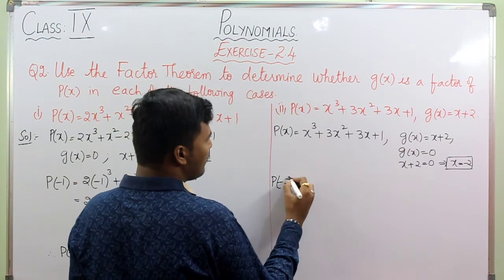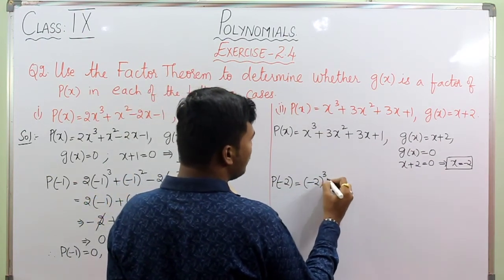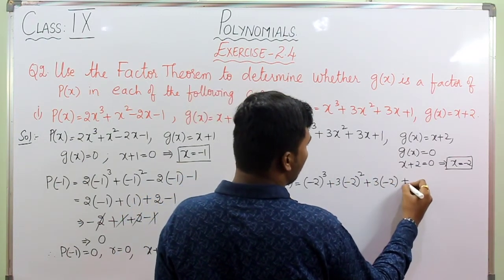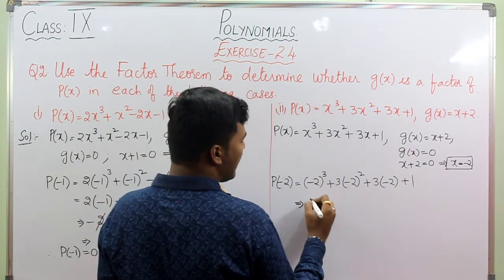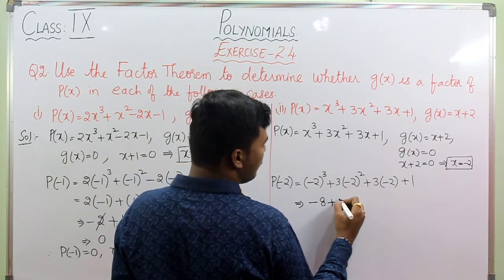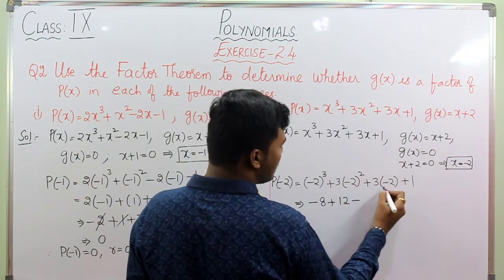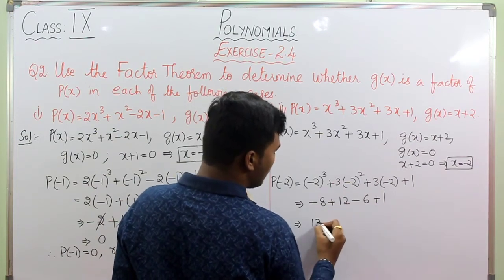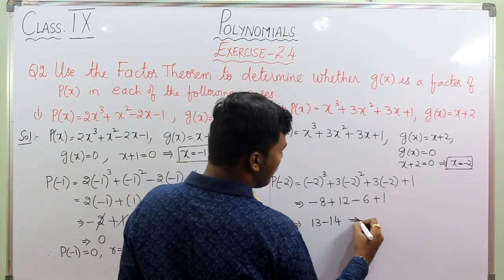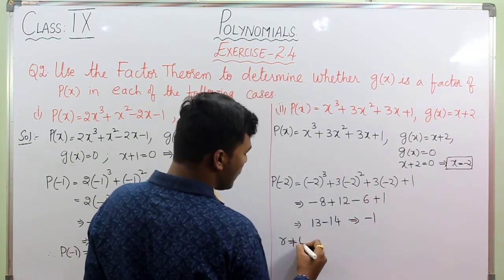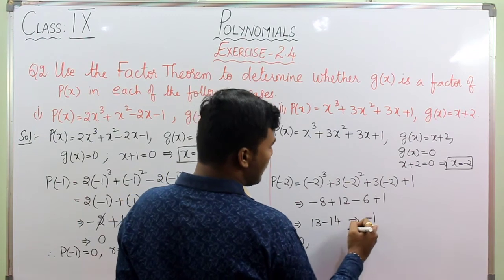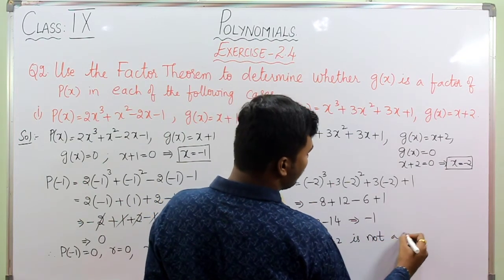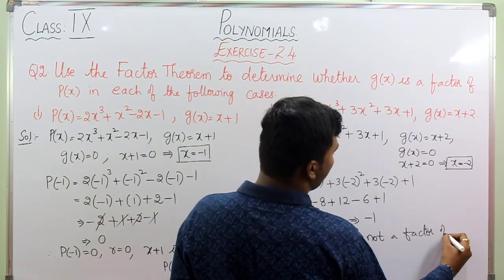Then it will become p of minus 2 is equal to (minus 2) whole cube plus 3 into (minus 2) whole square plus 3 into minus 2 plus 1. This will become minus 8 plus 3 fours is 12, plus 3 into minus 2 is minus 6, plus 1. So this will become 12 plus 1 is 13, 13 minus 14, which will be equal to minus 1. So therefore r is not equal to 0, as we are not getting 0. So therefore x plus 2 is not a factor of p of x.